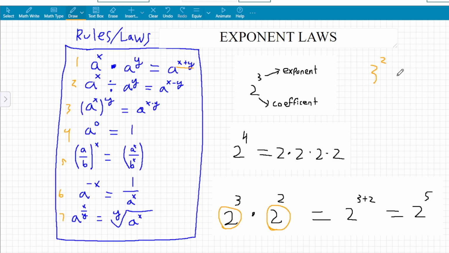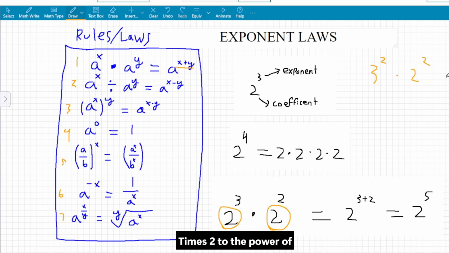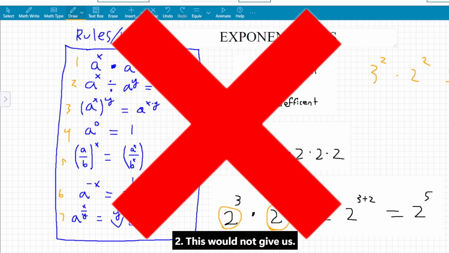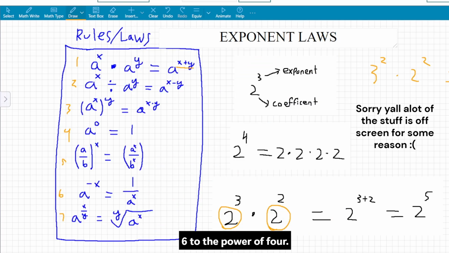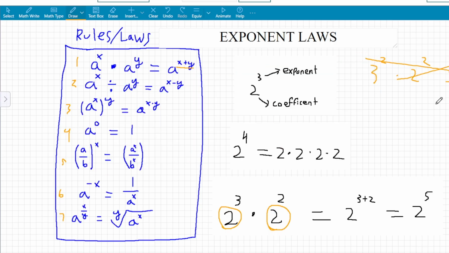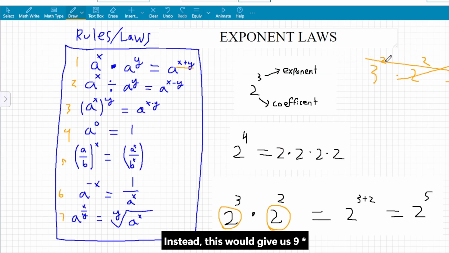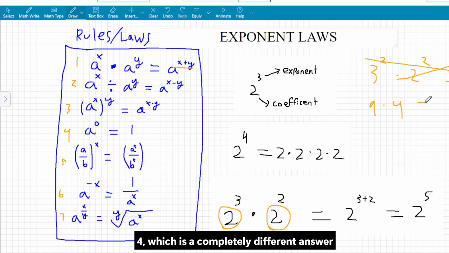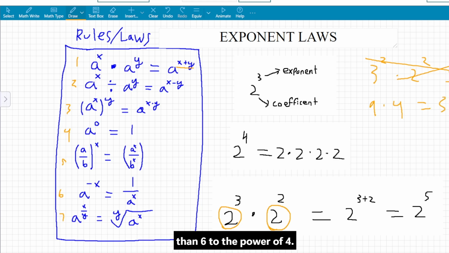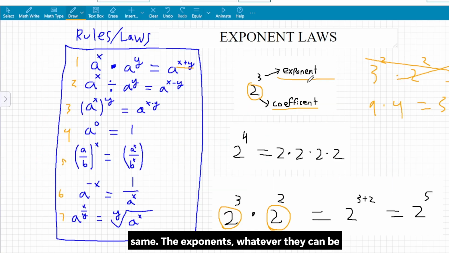So if we had 3 to the power of 2 times 2 to the power of 2, this would not give us 6 to the power of 4. That would be wrong. Instead, this would give us 9 times 4, which is a completely different answer than 6 to the power of 4. So just keep in mind that the coefficients or the base must be the same. The exponents, whatever, they can be any number.